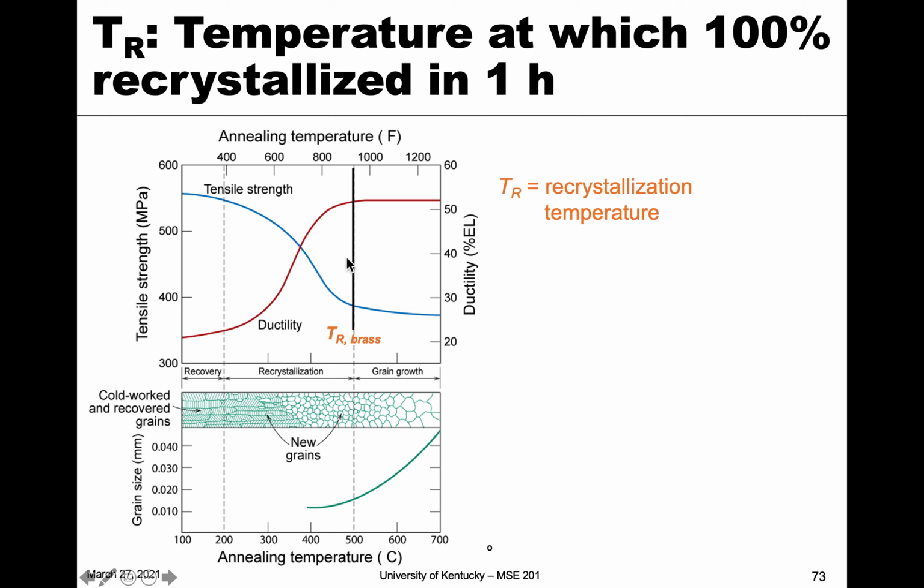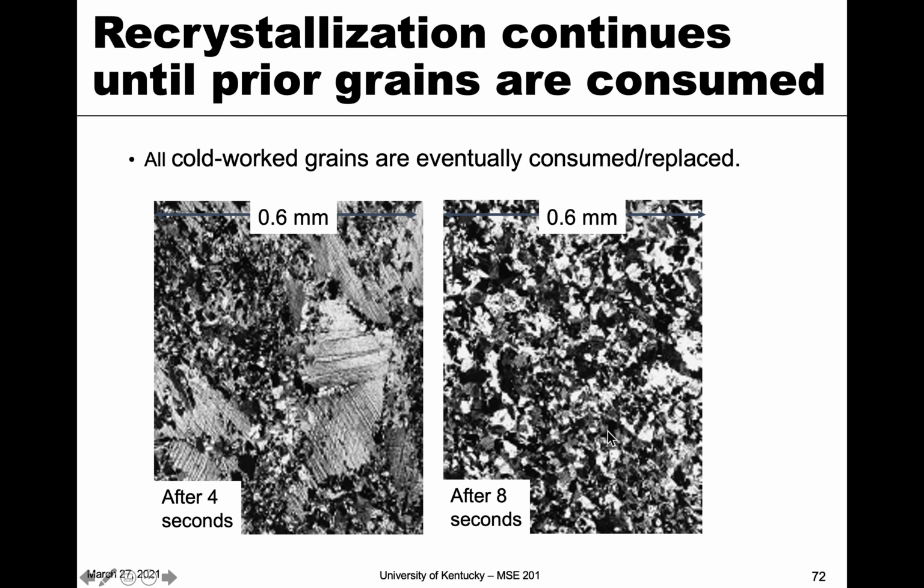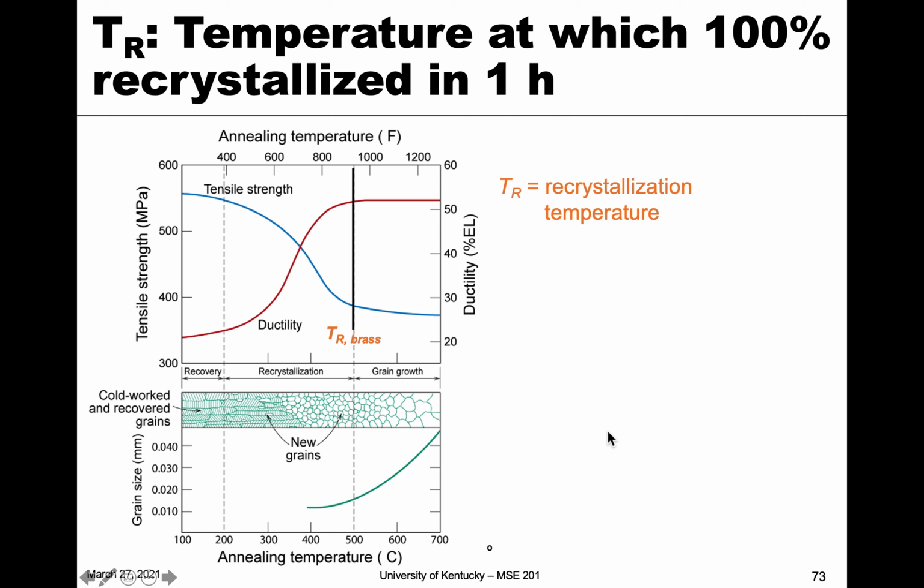You can visually inspect this point by where the curves level out. The strength has basically leveled out. The ductility has leveled out to its pre-cold worked level. So this is basically the temperature, around 900 or so Fahrenheit in this case, or 500 degrees Celsius down here. Again, that's the temperature it takes to recrystallize 100%. We're talking about complete consumption of those prior grains in 1 hour. So that's the temperature that's often cited.